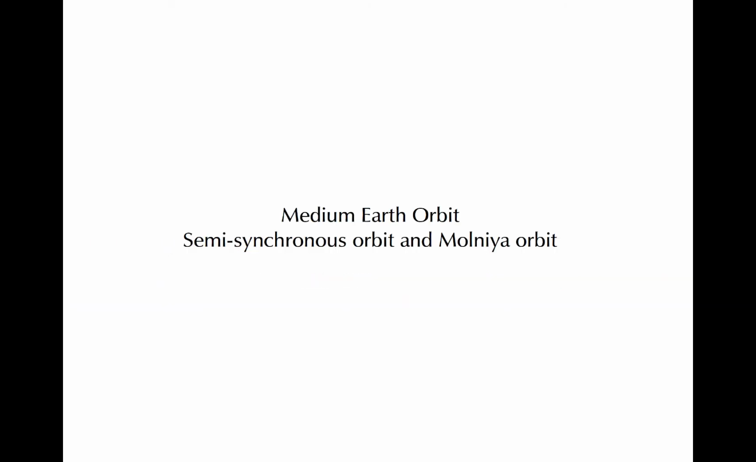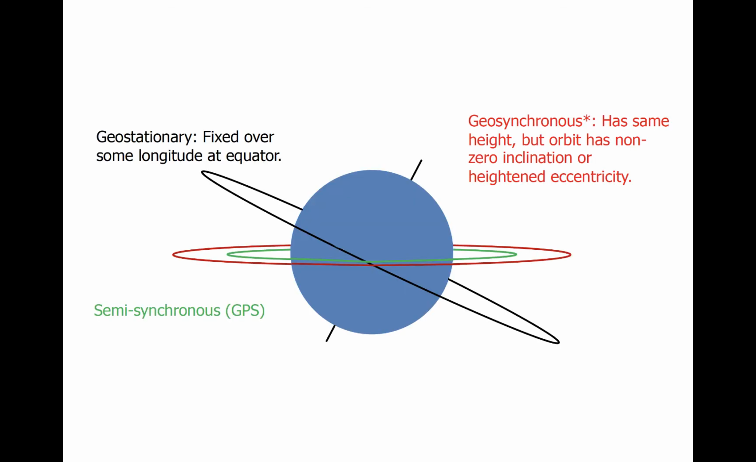We'll finish this module by briefly discussing a couple of medium Earth orbits, the semi-synchronous orbit, and then we'll discuss the Molniya orbit. A semi-synchronous orbit is situated at about 20,200 kilometers above mean sea level. The image shown here is not to scale. The Earth is way too large compared to the orbits, but it just illustrates that the semi-synchronous orbit in green is always inside a geosynchronous orbit with the same inclination, which is shown in red.